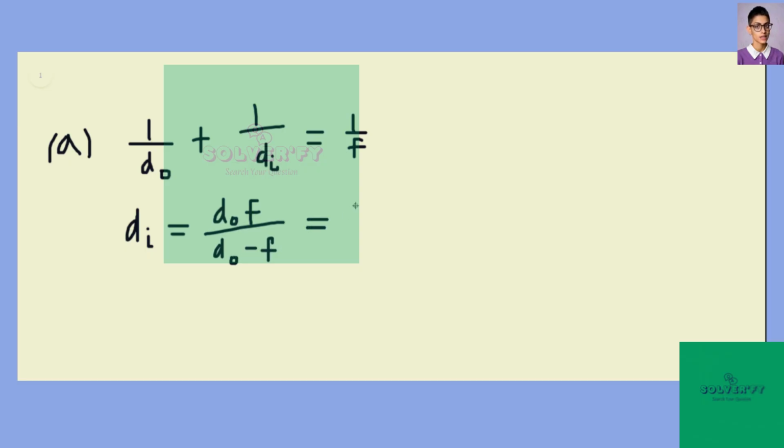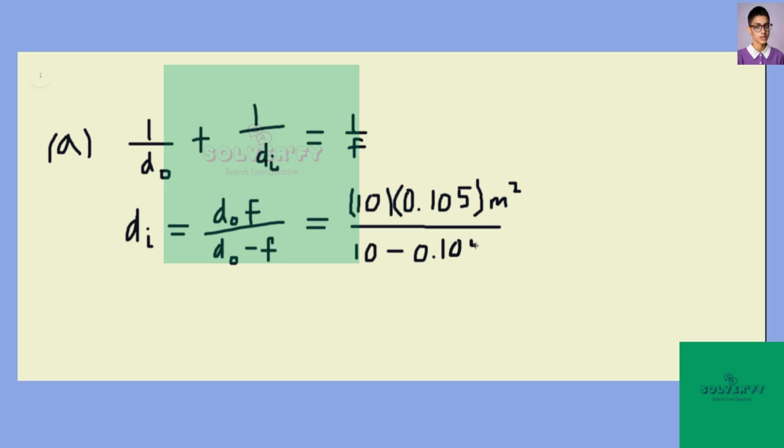So for part A, the distance to the object is 10 meters, and we're going to multiply that by the focal length, which is 0.105 meters. So both meters I'm just going to pull outside. Meters times meters gives meters squared. So you have meters squared on top, divided by 10 minus 0.105. Both have units of meters, so I just pulled the meters outside here.